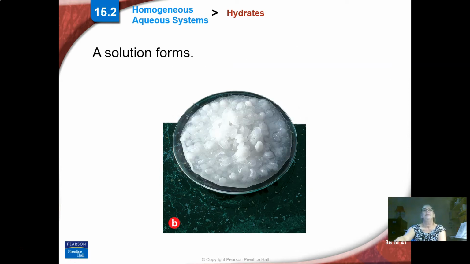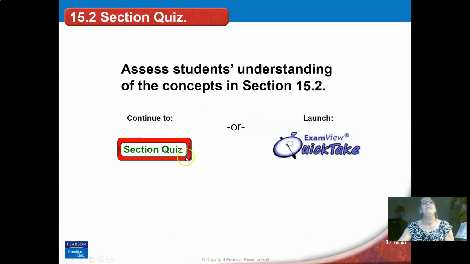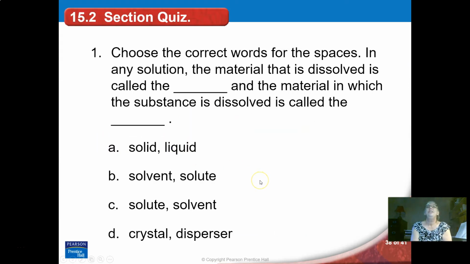Deliquescent, fancy word. And so a solution will form over time from the water in the air reacting with the sodium hydroxide, which is a very strong base. So let's see how much you got from this one. So choose the correct words, pause me, and then let's see what the right answer is.